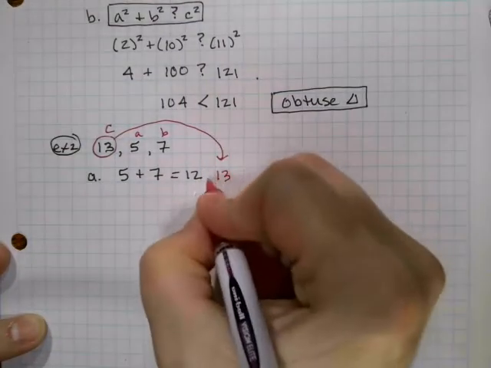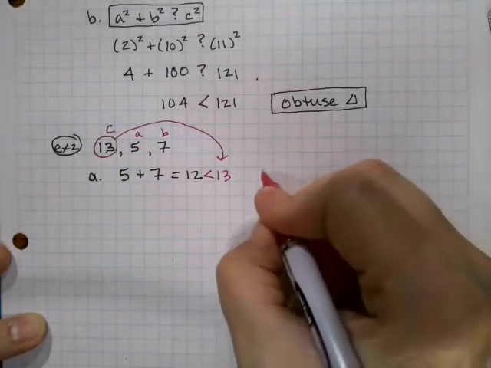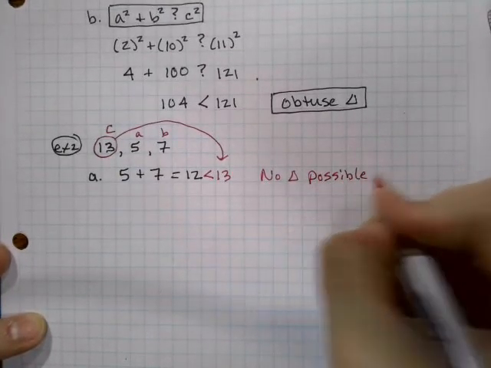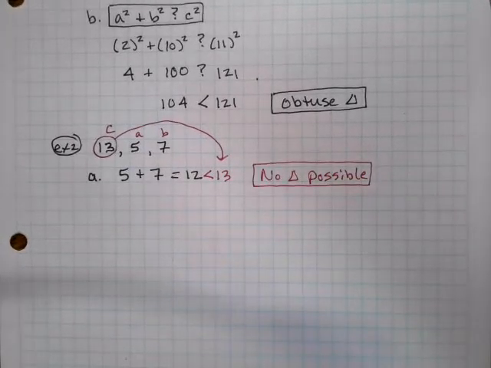Now 12 is less than 13. So in this case, no triangle is possible. And you're done with the problem because you can't find the type of a triangle that is not possible.